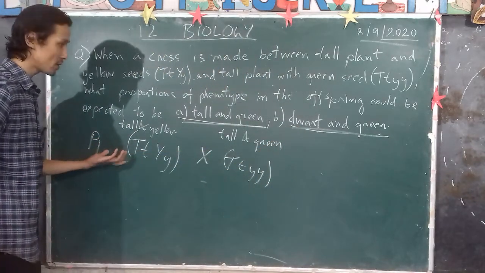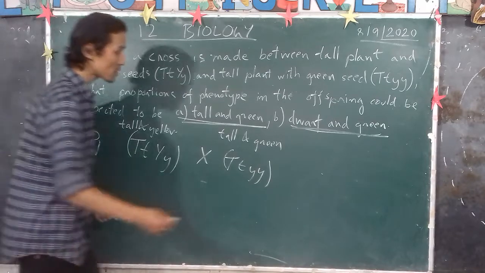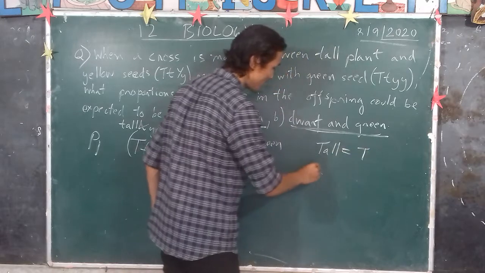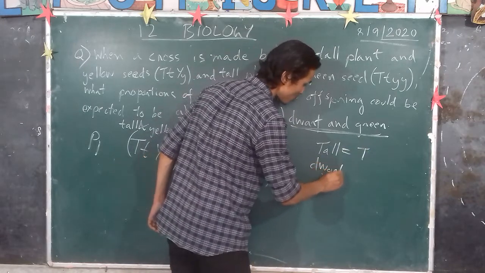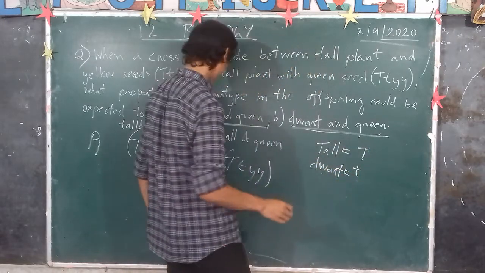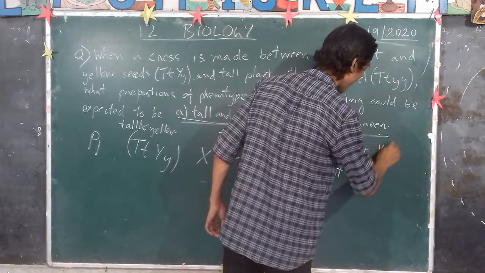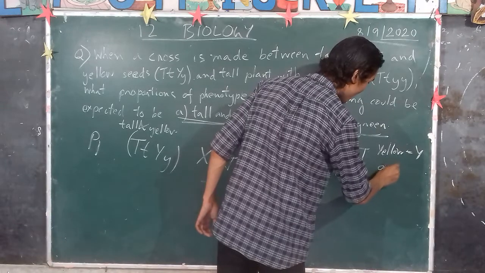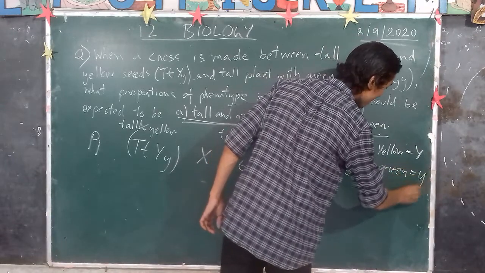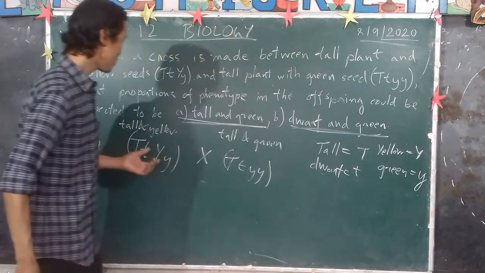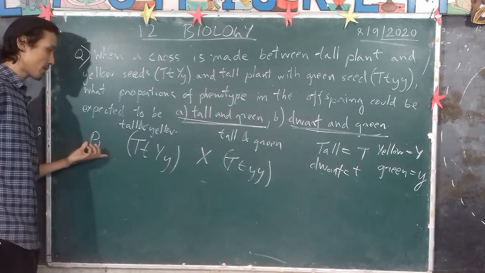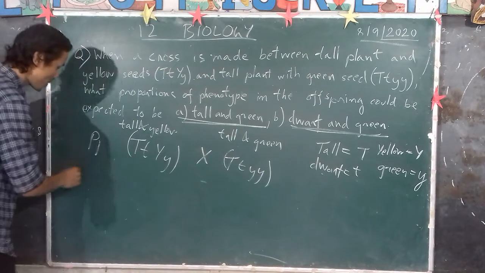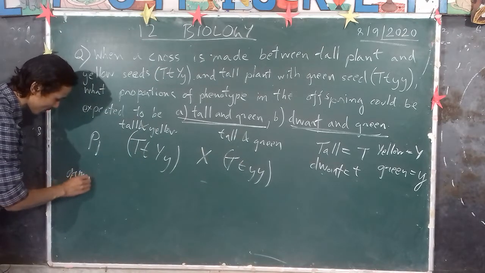In order to understand this or to make it simpler for you, just write the keys. For example, tall is represented by capital T, dwarf is represented by small t, yellow is represented by capital Y, and green is represented by small y. So basically what we're crossing is the parent that is tall and yellow, with tall and green. So the first thing we're going to do is gametes.